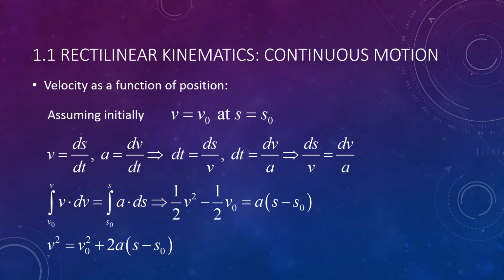Now we will write velocity as a function of position. As initial condition, we assume v is equal to v0 at s is equal to s0. Velocity v is equal to ds over dt. Acceleration a is equal to dv over dt. When we extract dt from both equations, we obtain ds over v is equal to dv over a. From that equation, it is found v dv is equal to a ds. When we integrate this equation, it is written v squared is equal to v0 squared plus 2a times s minus s0. This equation shows velocity as a function of position.